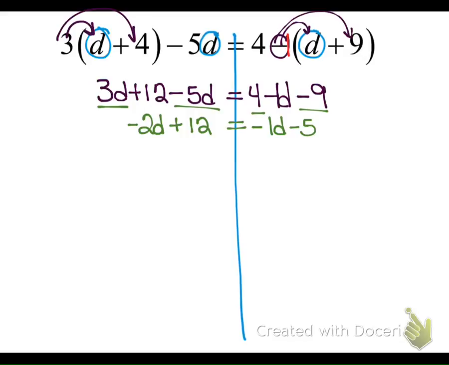Now what do I do? Minus 12? Nope, not yet. I need to get my variables to the same side. So I pick on the little guy. What's the little guy variable here? Is it negative 2 or negative 1? Negative 2.